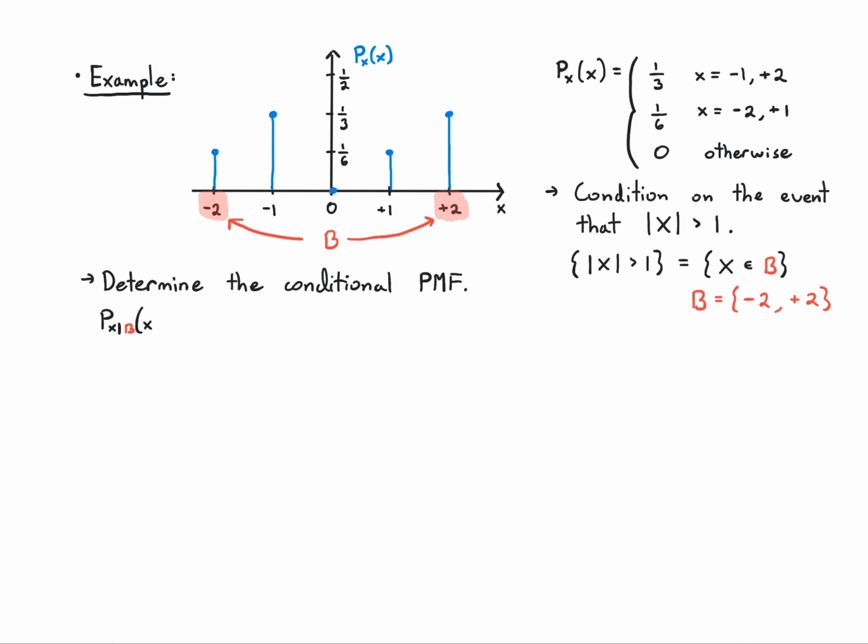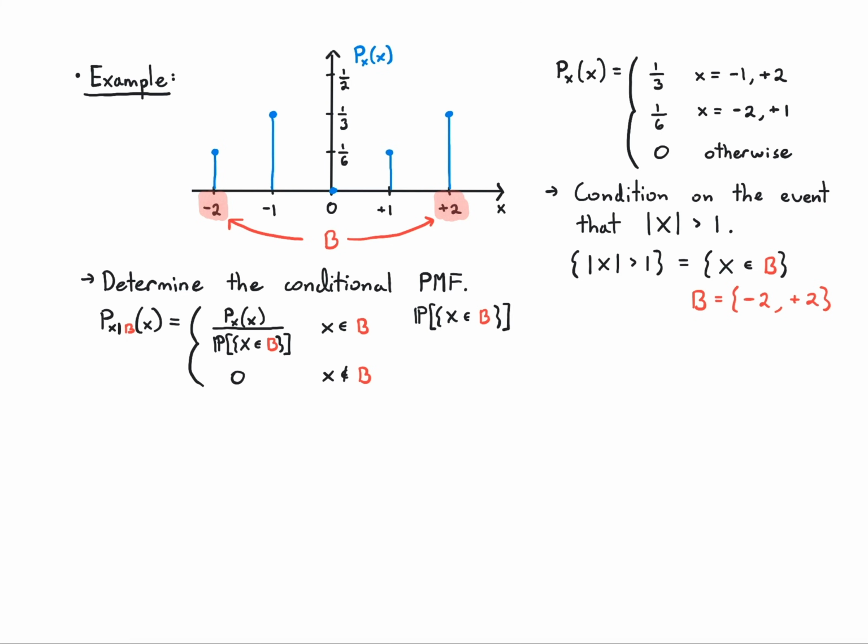The conditional PMF of x given B is defined to be the PMF of x divided by the probability that x falls into B. And that's going to hold whenever little x is an element of B, right? And the rest of the time it's just 0 because we know x has to be an element of B. Okay, so what is the probability of x falling into B?